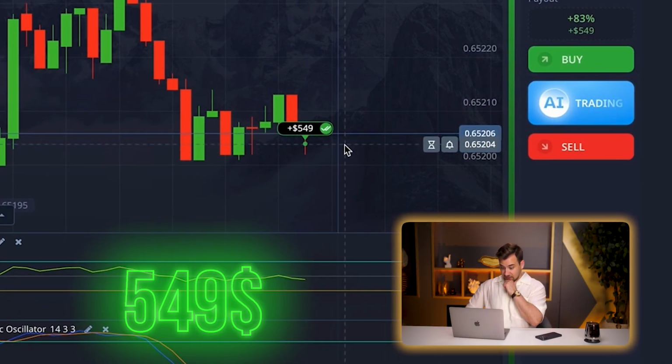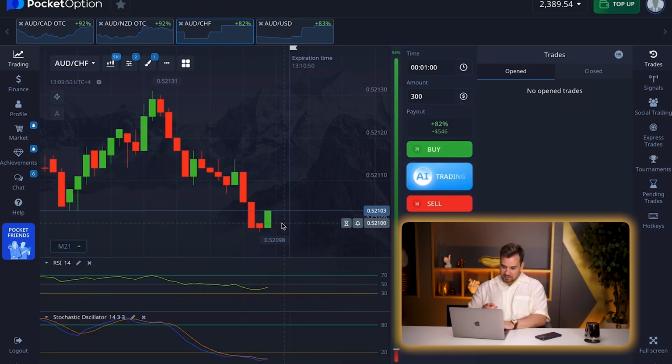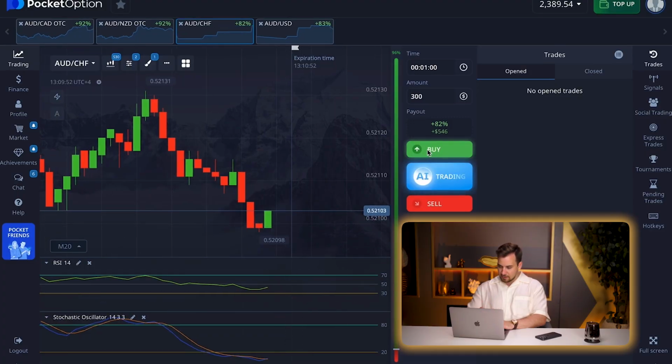Trade closes in profit. Great, stop, moving on. This is how the systematic approach works, guys. It's all about patience and clear signals. So our second trade is Australian dollar and Swiss franc.